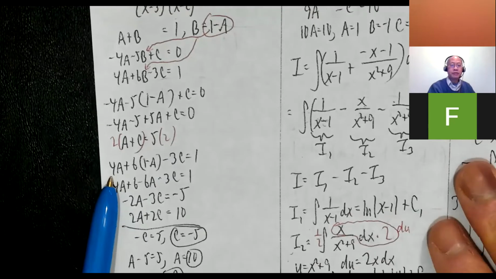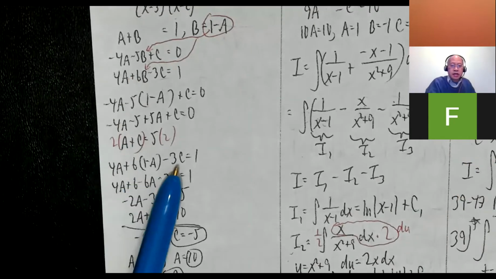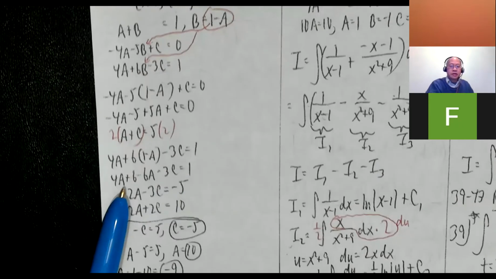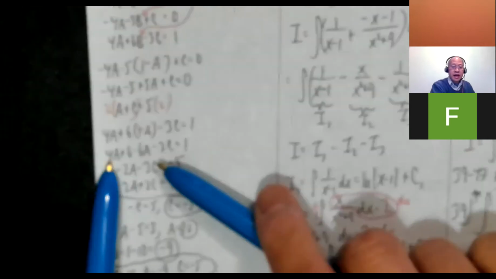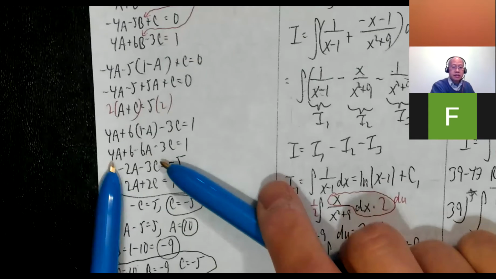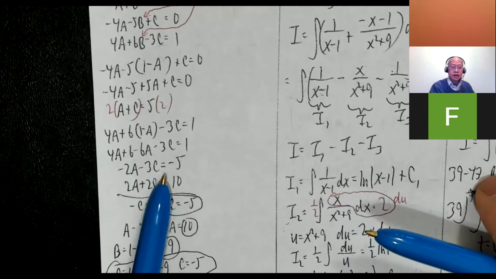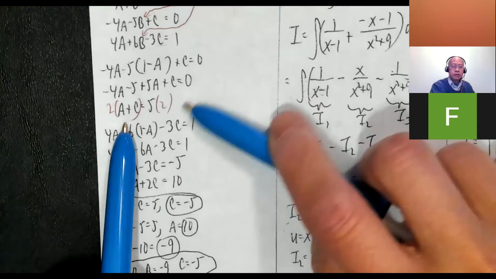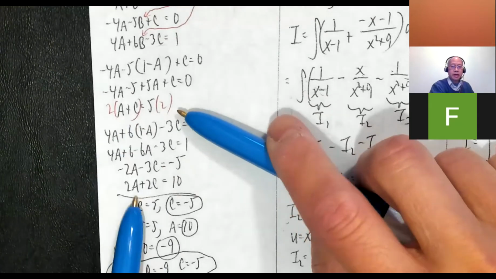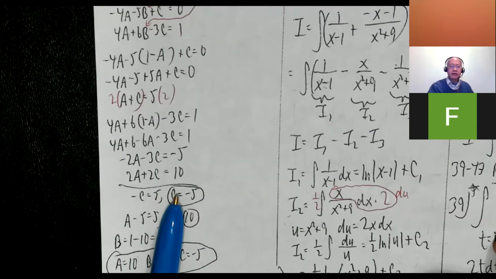Okay, and now 4a plus 6b, b is 1 minus a, there it is, minus 3c equals 1, clean it up. 4a plus 6 minus 6a minus 3c equals 1, and that gives me negative 2a minus 3c equals negative 5. Negative 2a minus 3c, subtract 6, I have that. So I have this equation and this equation, multiply both sides by 2. 2a plus 2c equals 10. Add them up, a's drop out. So I have negative c equals 5 or c equals negative 5.